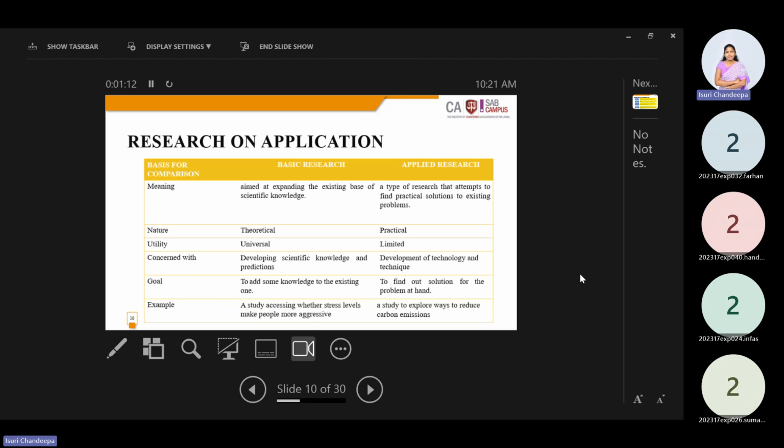So therefore it is not concerned with the application of knowledge or development of knowledge, whereas that is addressed in basic research. Right. Goal. What is the goal of applied research? The goal of applied research is to find a solution. Whereas in basic research, what are we going to identify?